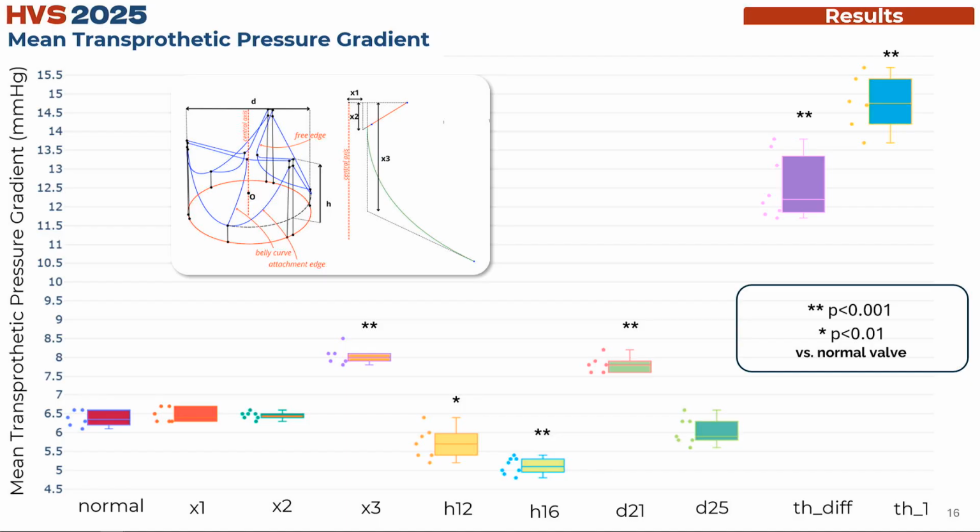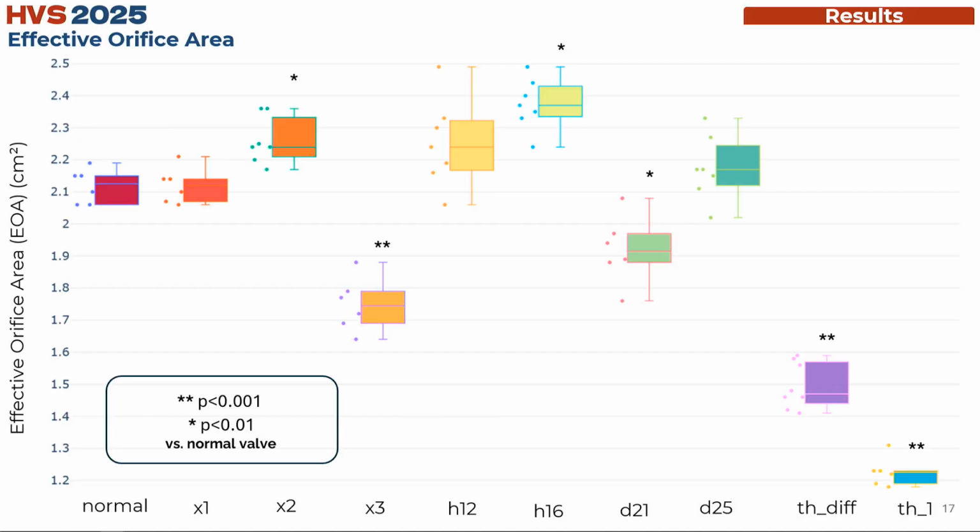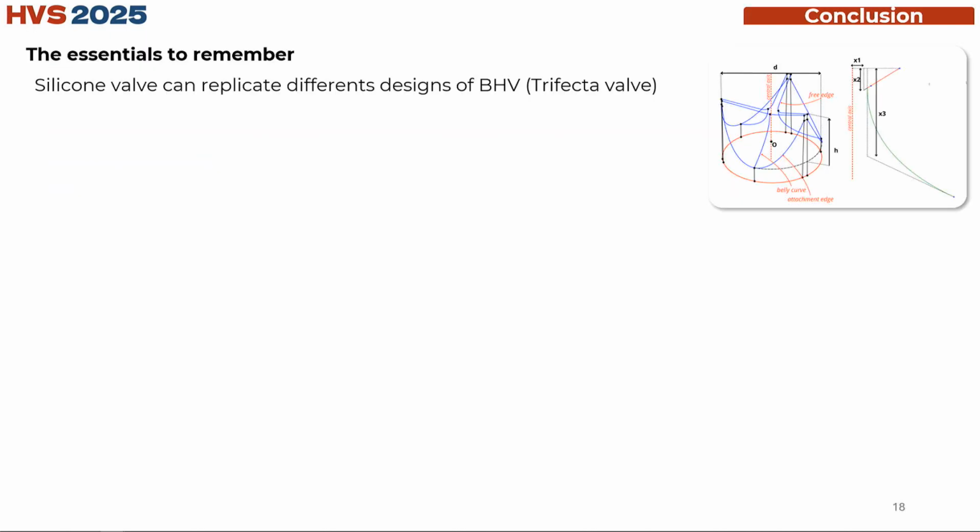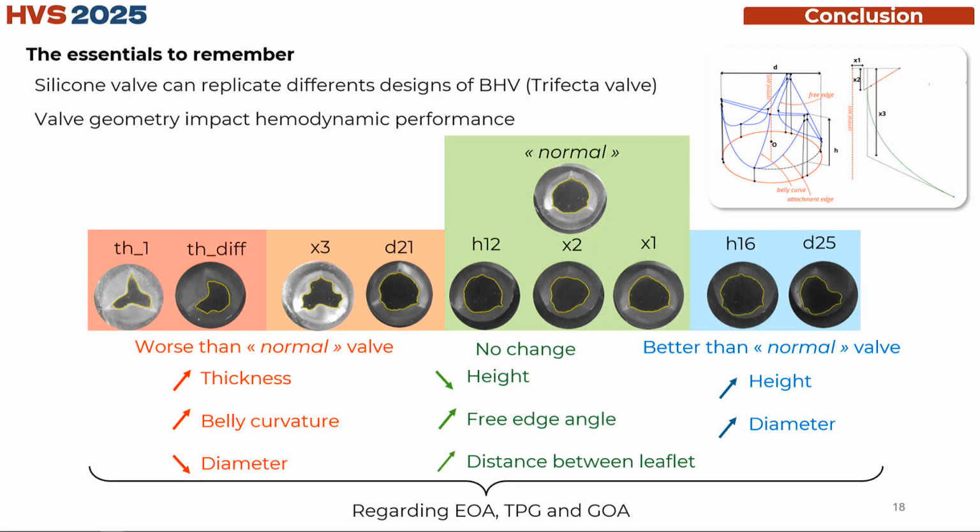For the TPG, it follows the same pattern as for the GOA: leaflet curvature, the small diameter, and the thickness of the leaflets worsen the result for the TPG. And the bigger diameter and the change in height of the leaflet improve the TPG. It was the same pattern for the effective orifice area. So the essential to remember: silicone valves can replicate different designs of prosthetic valve, and the valve geometry impacts hemodynamic performance.